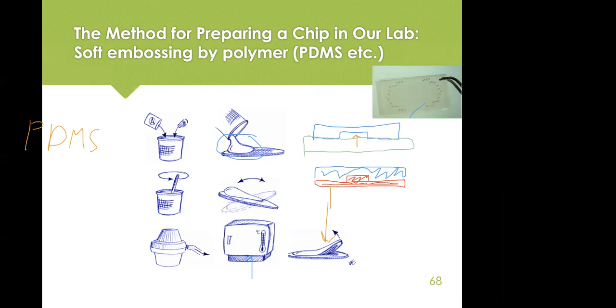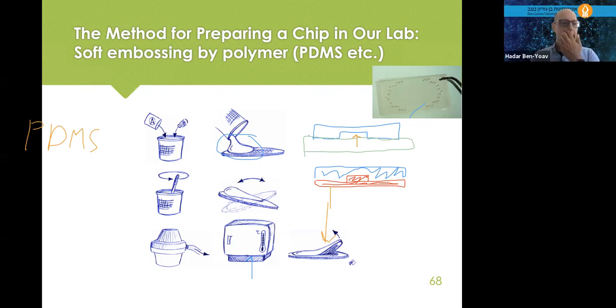The PDMS just connects with glass directly without any other materials? It's a very good question. PDMS, it binds automatically, so usually it binds, has some kind of connection, which is good for most microfluidic applications.